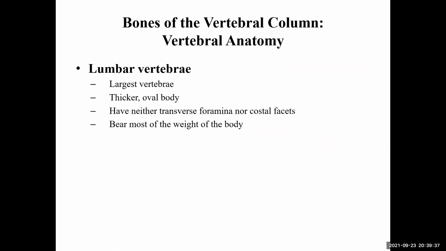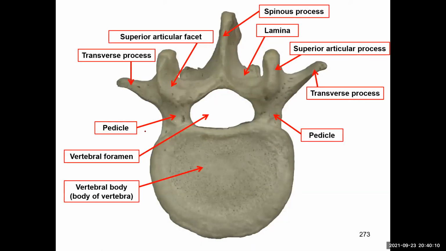This is the largest type of vertebrae. The nice thing is we don't have to worry about transverse foramina, so no holes in our transverse processes, and we don't have to worry about costal facets because we don't have any ribs. But these vertebrae do have to carry the lion's share of the load, or bear most of the weight of the body, at least for the upper half of your body. So lumbar vertebrae have a big burden. You can look at the size of that vertebral body there. It's huge because it has to hold all that weight.